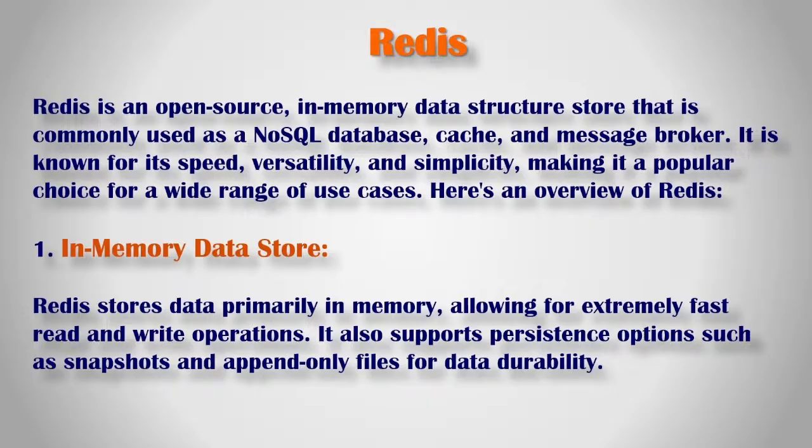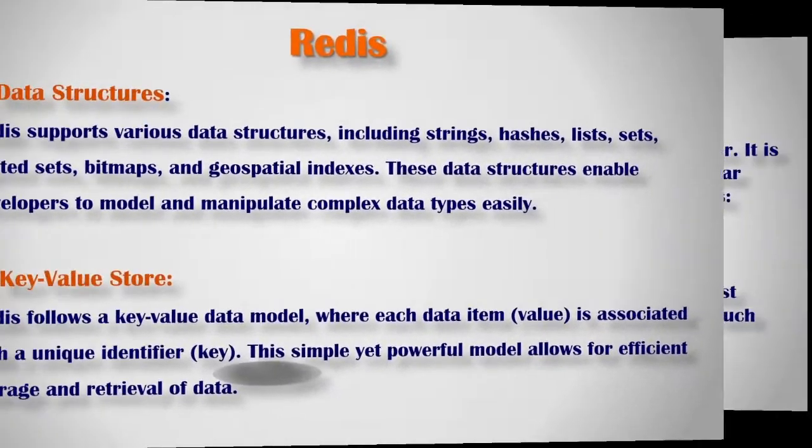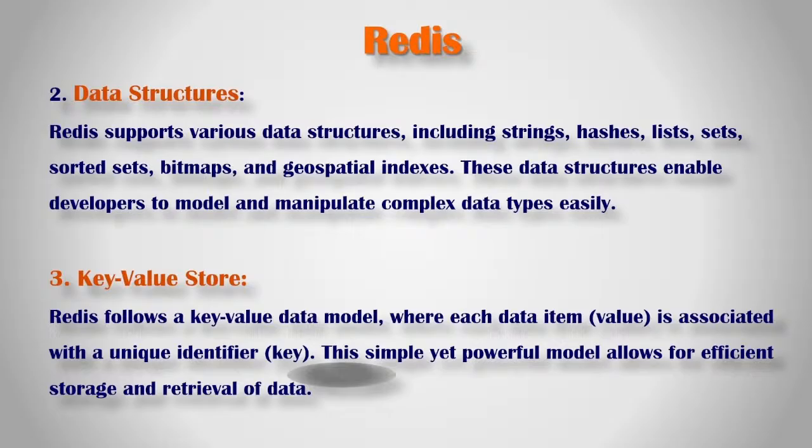1. In-memory data store. Redis stores data primarily in memory, allowing for extremely fast read and write operations. It also supports persistence options, such as snapshots and append-only files for data durability. 2. Data structures. Redis supports various data structures, including strings, hashes, lists, sets, sorted sets, bitmaps, and geospatial indexes. These data structures enable developers to model and manipulate complex data types easily.